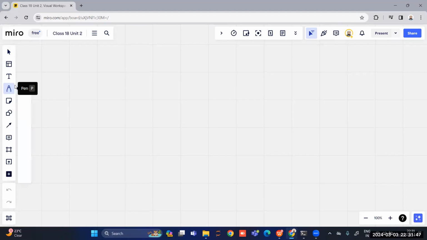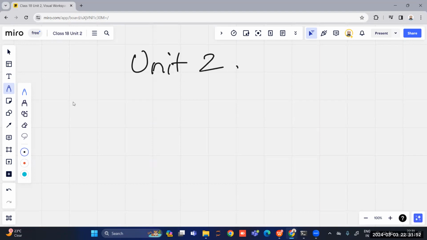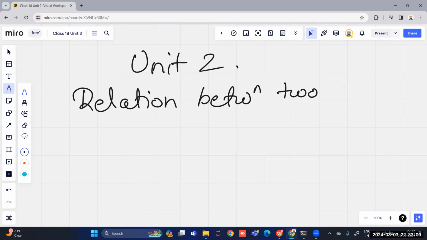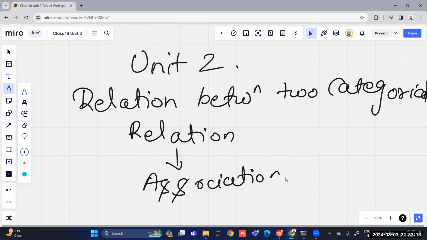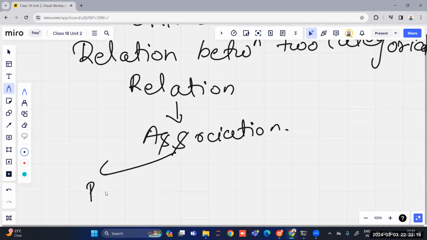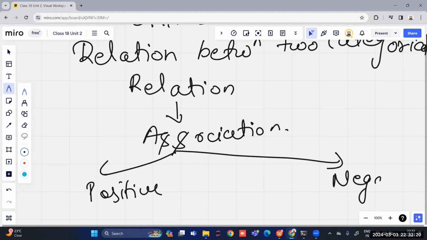In yesterday's class, in Unit 2, we started with the relation between two categorical variables, and we have seen that the relation can be described as association. There can be a positive association, a negative association, as well as no association.